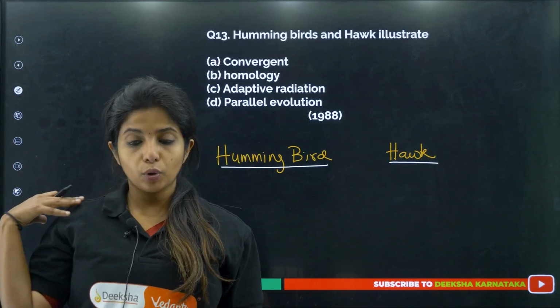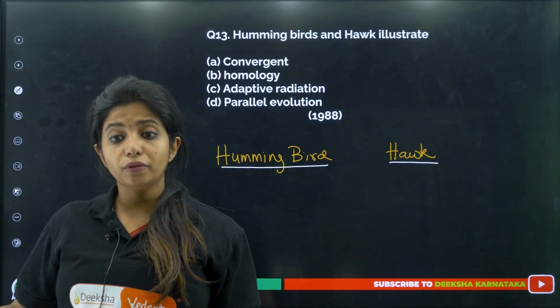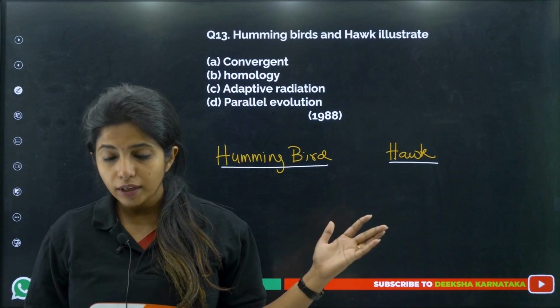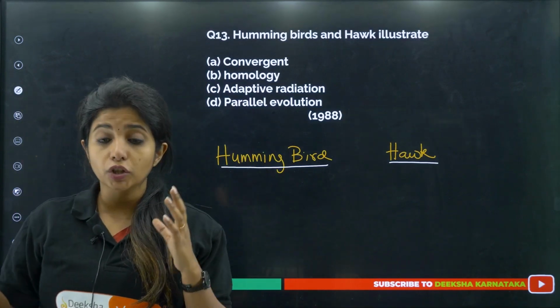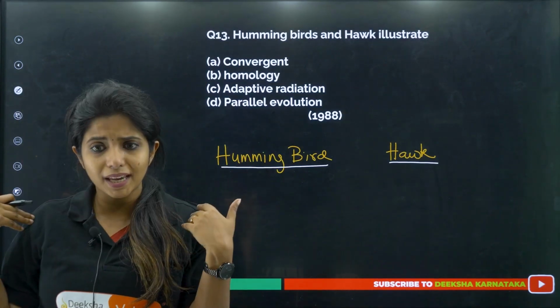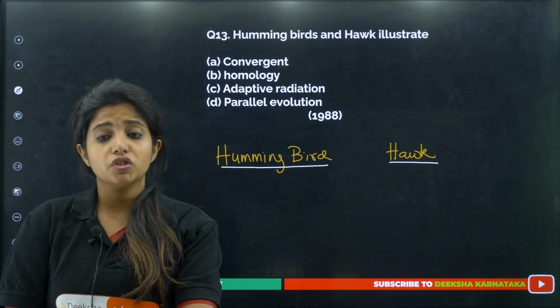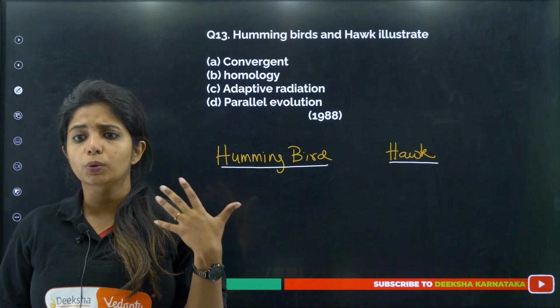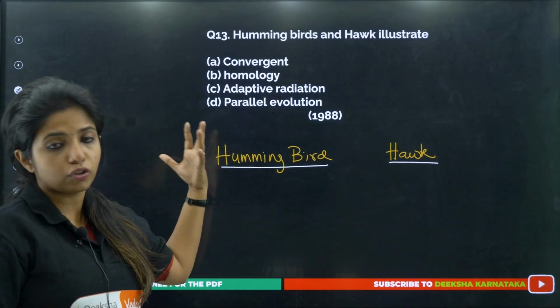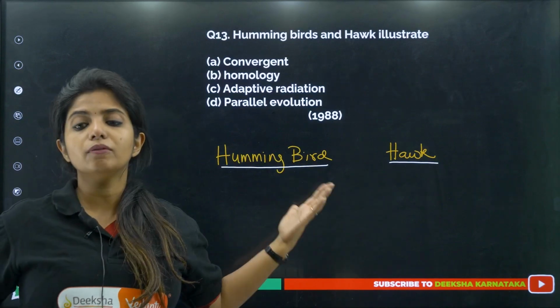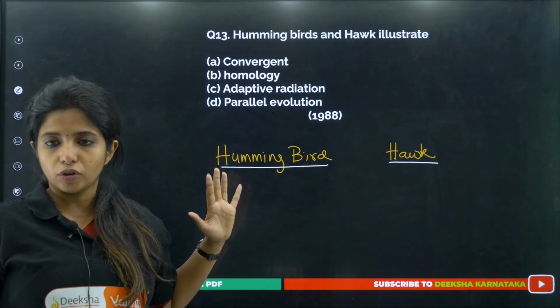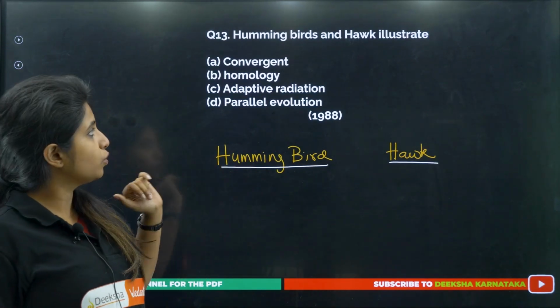Now one has forelimbs for holding food, the other has forelimbs for running. If you talk about the structure of the forelimbs in the case of cheetah and man, the structure is the same, but the usage, the function, is totally different. Over here, hummingbird is also a bird, hawk is also a bird, everything will be the same in them. So I cannot talk about homology.